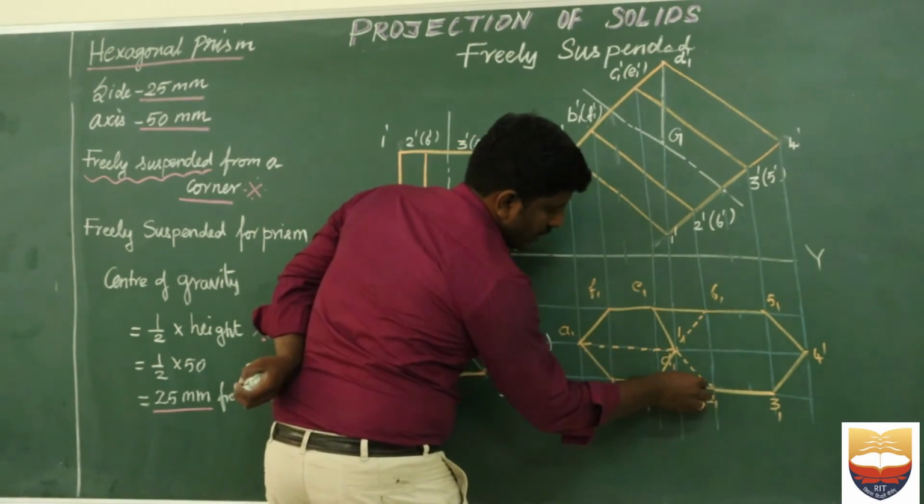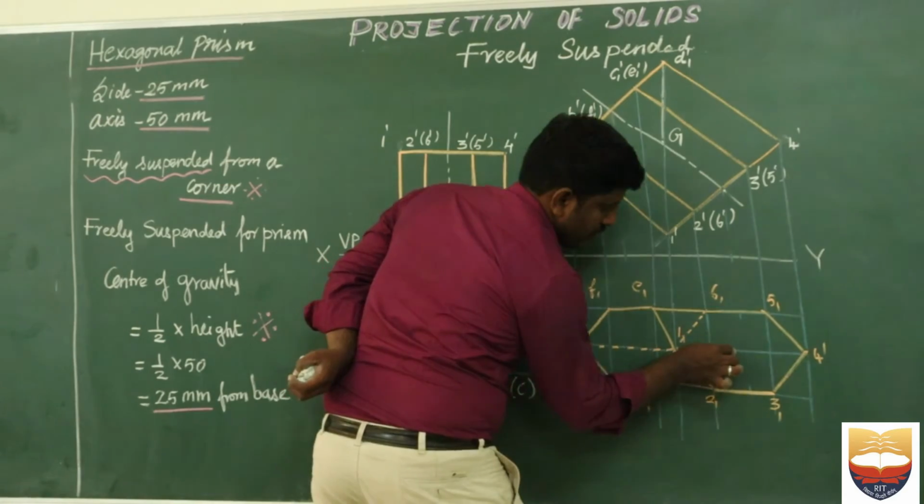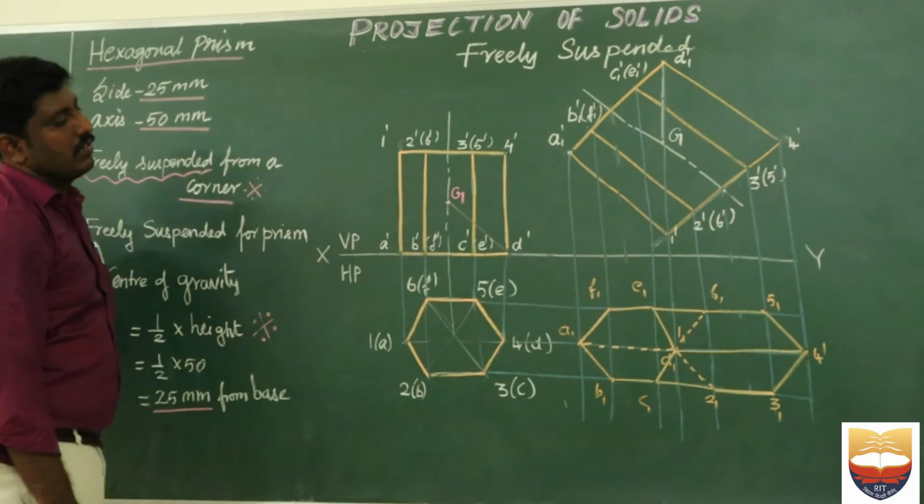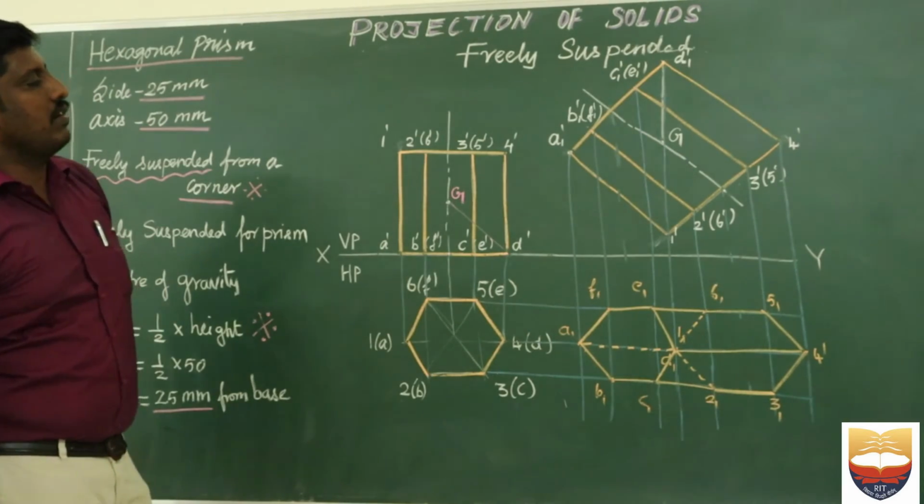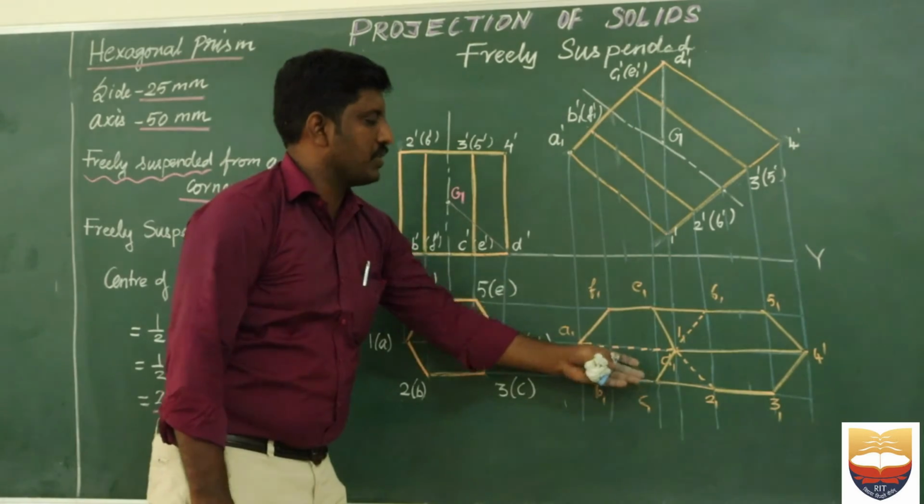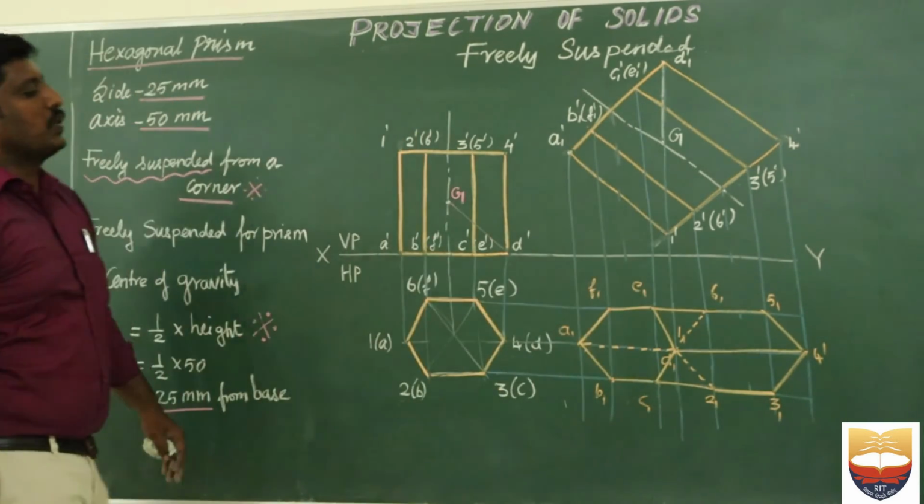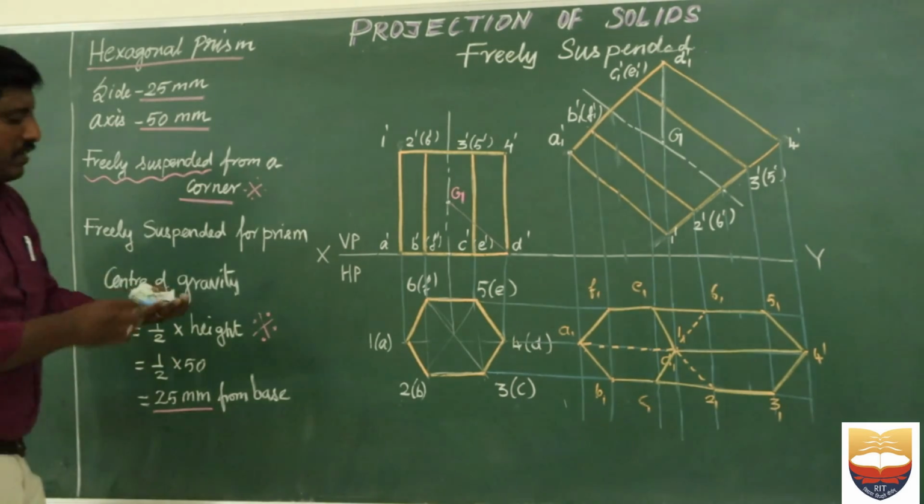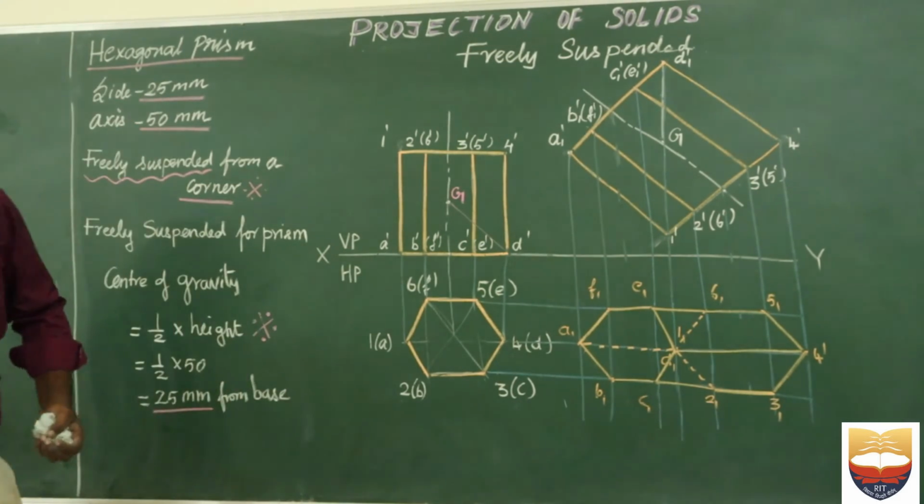So don't forget to connect D to 4. So this is how it will come. Okay. So this is how it will come. So we have drawn the simple position, this is our freely suspended position, and this is the final position of our particular problem. So let us complete with the dimension.